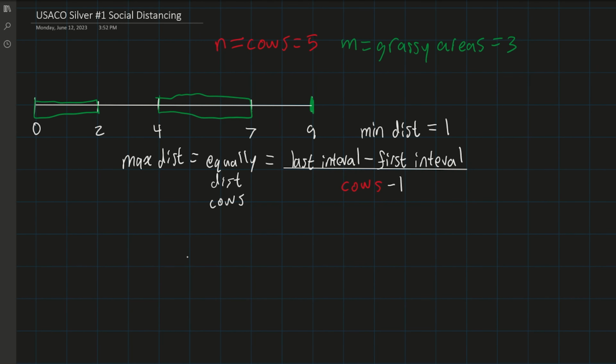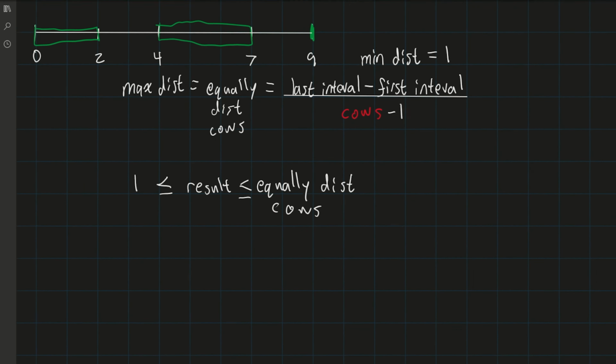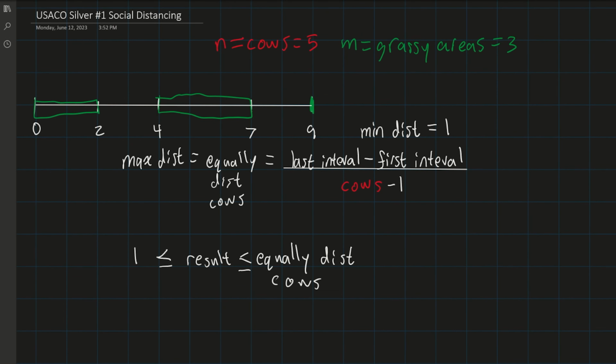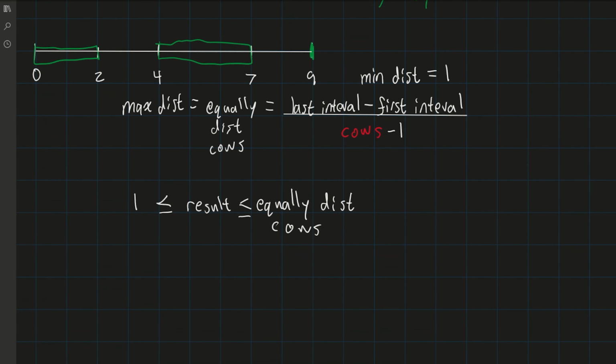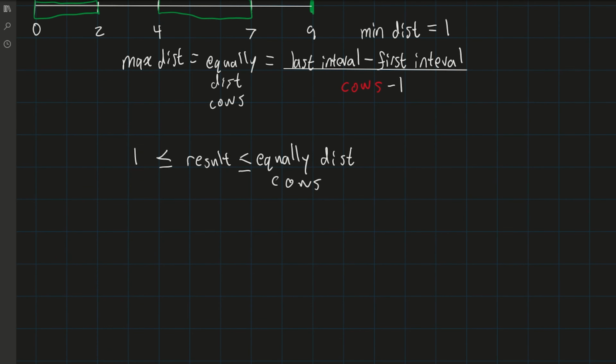So our result is between equally distant cows and, at the bare minimum, is at a 1. So that's something we need to consider. Now, to solve this problem, we're going to first solve the equally distant cows equation.